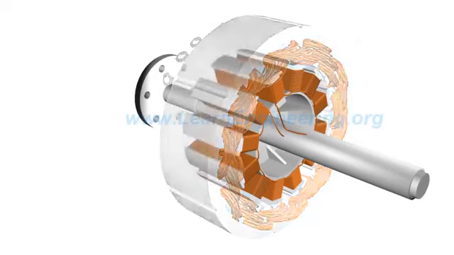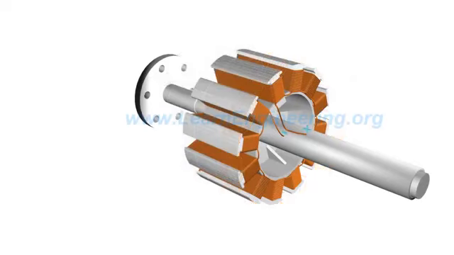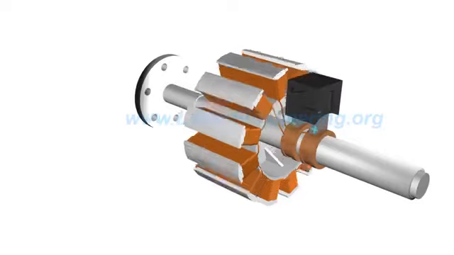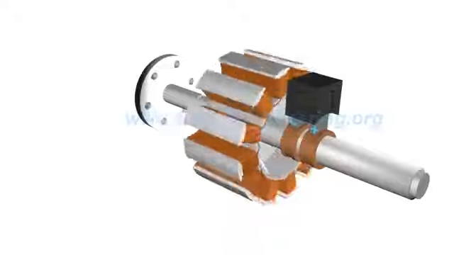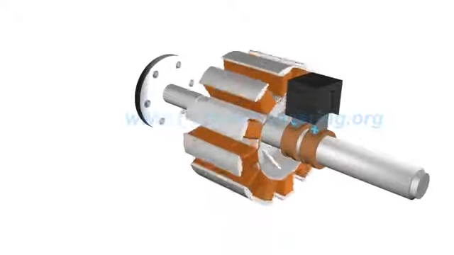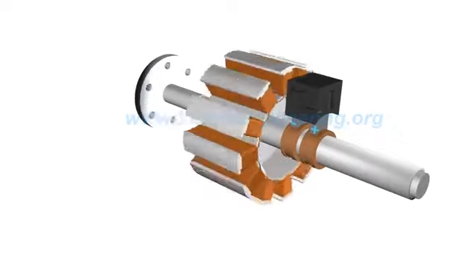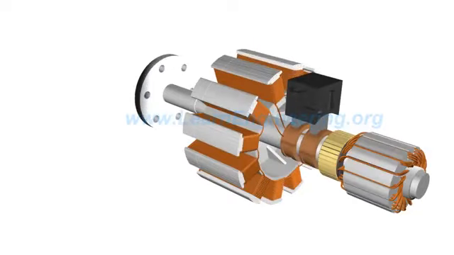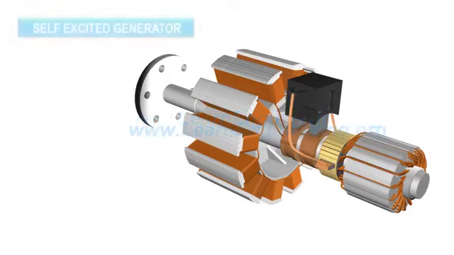DC current is supplied to the rotor via a pair of slip rings. DC current is supplied either from an external source or from a small DC generator which is fitted on the same prime mover. Such alternators are called self-excited.